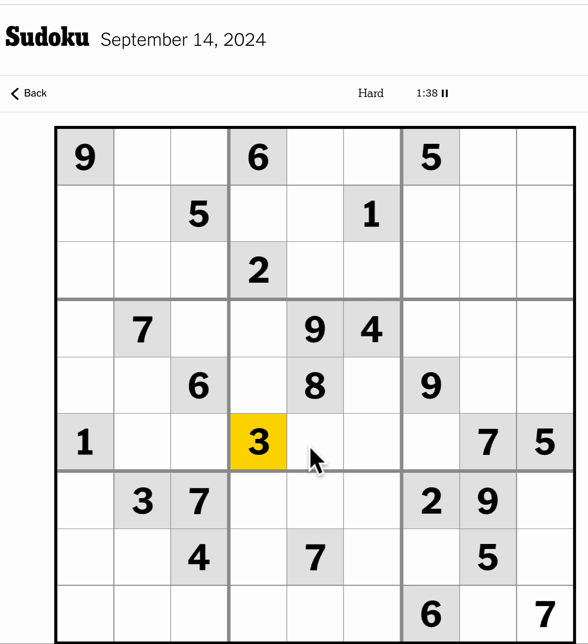And now I have 2 and 6 here, and that means 4, 8, 9 for these 3 cells. I guess, yeah, I don't think I can fill that one out yet. Okay, let's move on.